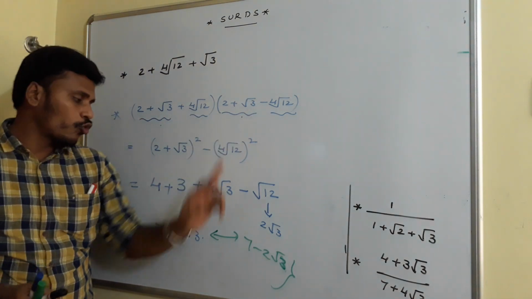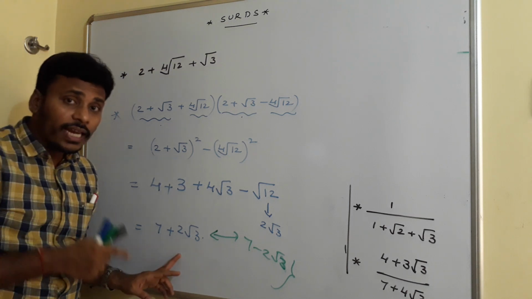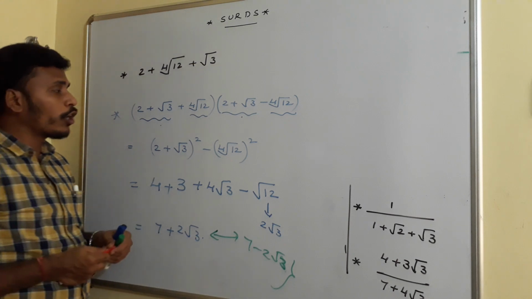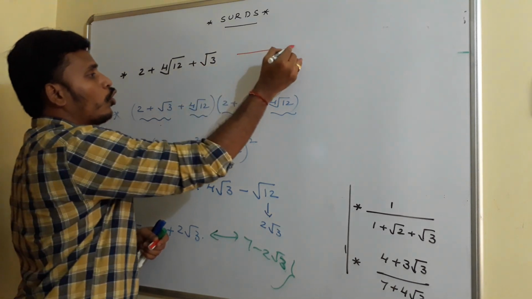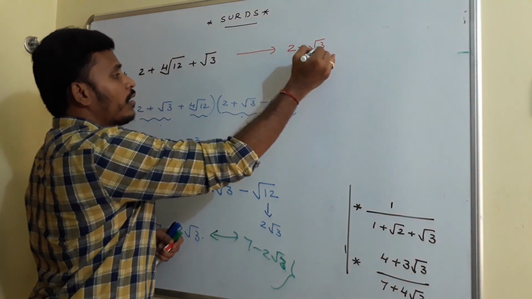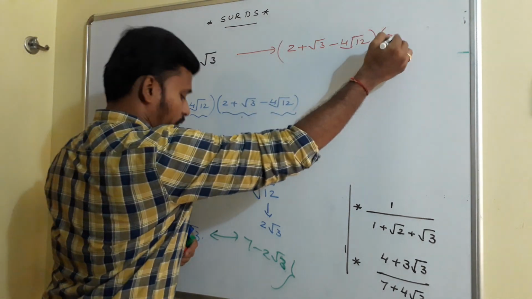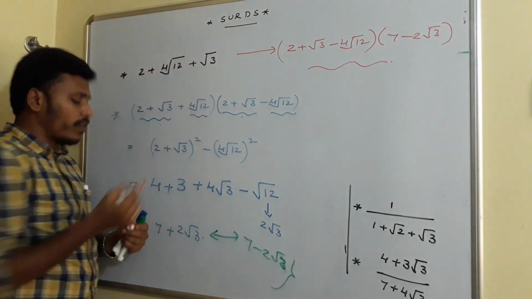The product of these two is 7 plus 2 root 3. Still it is not a rational number. To make it rational, you need to multiply with 7 minus 2 root 3. At the end, what I am going to conclude is, the rationalizing factor for this given number is 2 plus root 3 minus 4th root 12 into 7 minus 2 root 3. So this is the rationalizing factor for the given number.